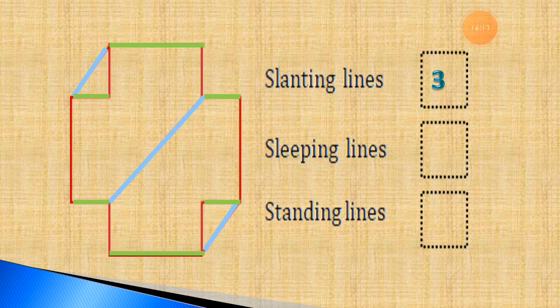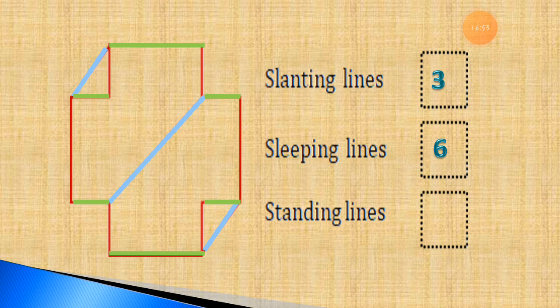So let's count how many sleeping lines are there in the picture. Let's count. First of all, here is 1, here is 2, here is 3, here is 4, here is 5, and here is 6. So total how many sleeping lines are there? So total there are 6 sleeping lines in this picture.